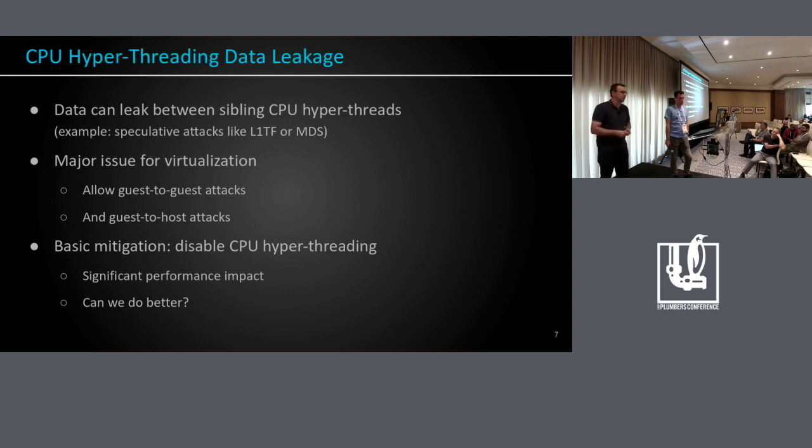And also guest-to-host attacks. A thread running in the VM while the other is in the kernel, you can possibly attack the kernel from there. The basic mitigation is just disabling CPU hyper-threading, but this has significant impact on performance. So the idea was, can we keep hyper-threading, run something in one thread, and run something else in a secure environment in another thread.